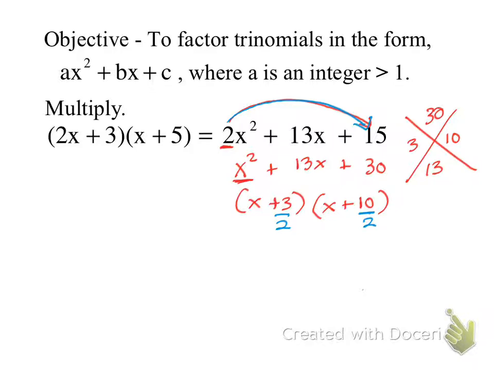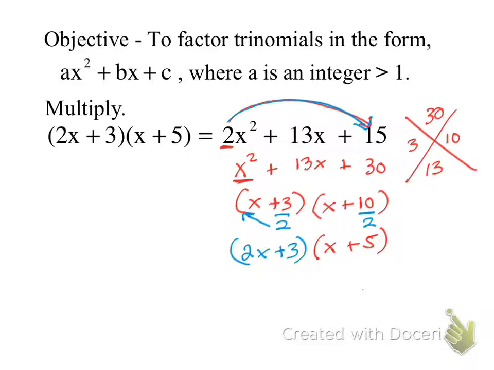So now on this first term, 3 over 2 can't be reduced. So I'm going to take that 2, and it's going to be the lead for the first binomial: 2x plus 3. Now the next one, it simplifies. 10 over 2 simplifies to what? 5. X plus 5.